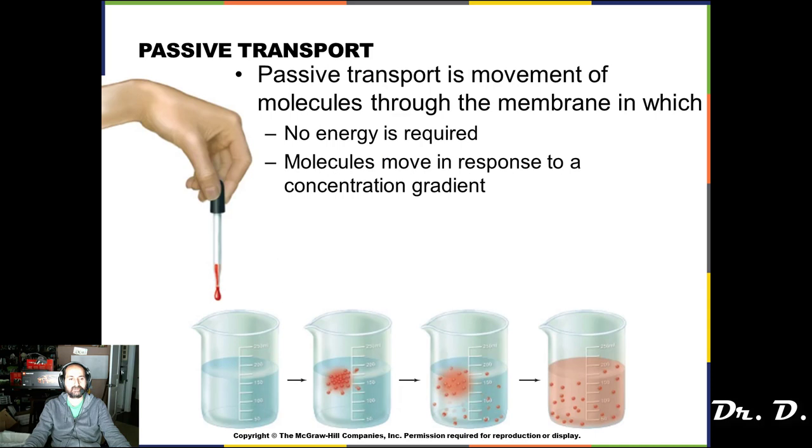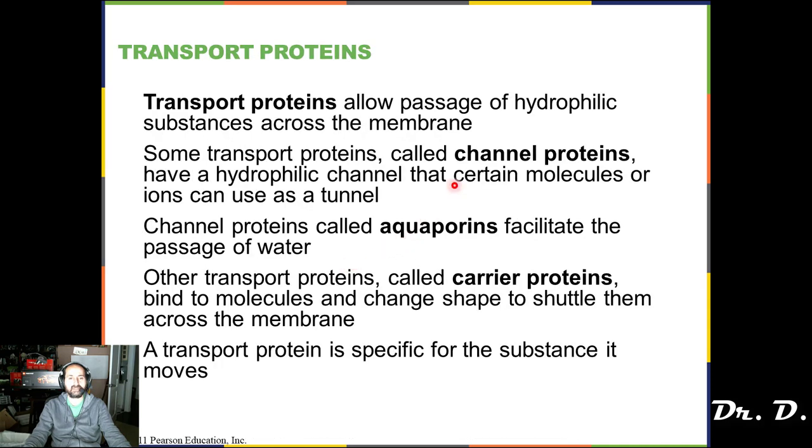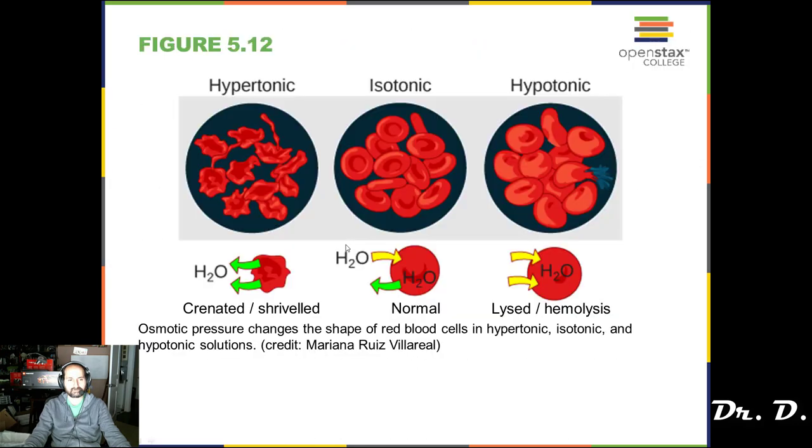Look here. There are channel proteins, right? One of the channel proteins is called an aquaporin. Aqua means water. Porin, basically a channel, water channels. And these allow simply water to cross. So look at this.